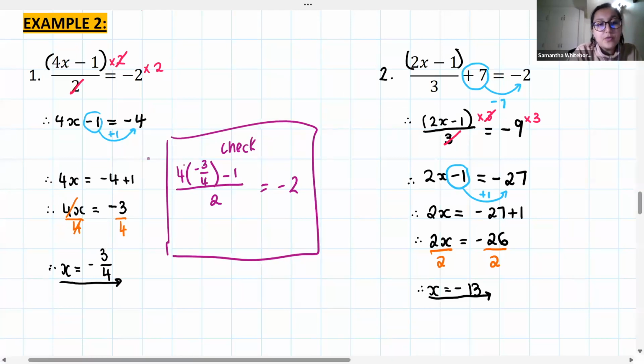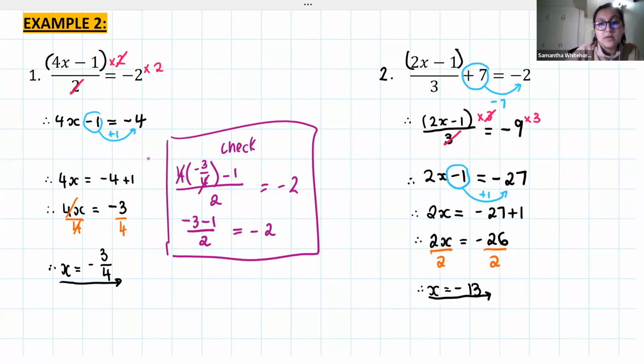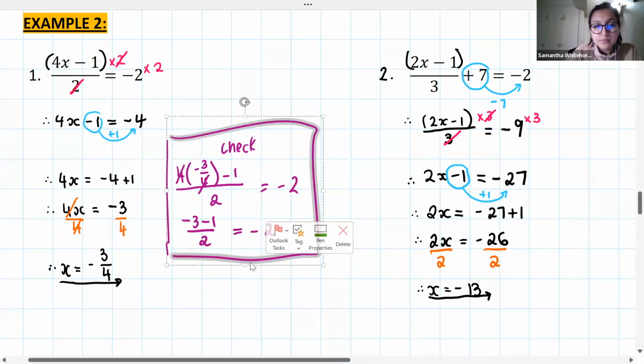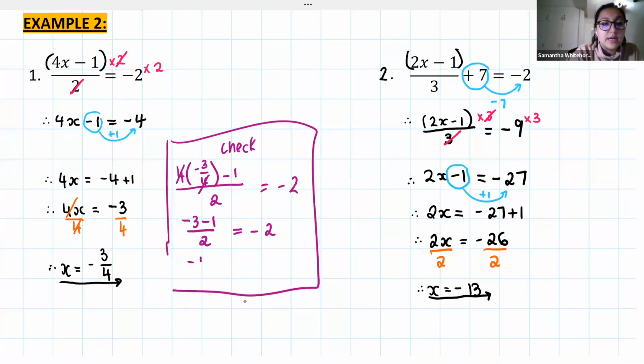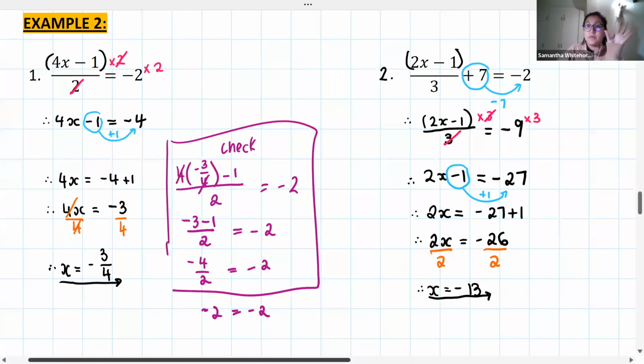However, 4 times negative 3 over 4, the 4's cancel. And so what you actually have is minus 3 minus 1 divided by 2 equals negative 2. Minus 3 minus 1, sorry, I just want to make that bigger, gives you a negative 4 divided by 2. And so we can see that negative 4 divided by positive 2 is negative 2 equals negative 2. So honestly, Ortile, I would use my calculator. Like, it's a lot easier.